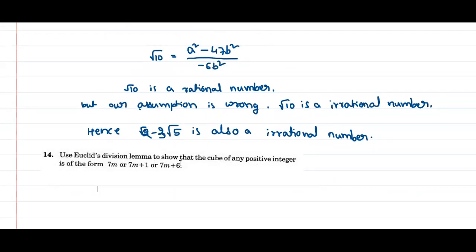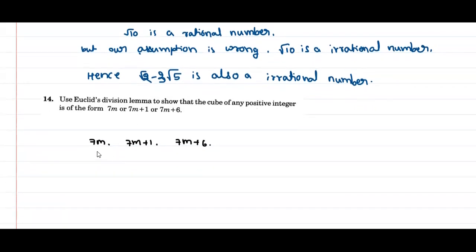Use Euclid's division lemma to show that the cube of any positive integer is of the form 7m, 7m plus 1, or 7m plus 6. Clearly, the question mentions the cube of any positive integer. Here the number of terms is 3: first term, second term, third term. So we should take r equal to 0, 1, 2.